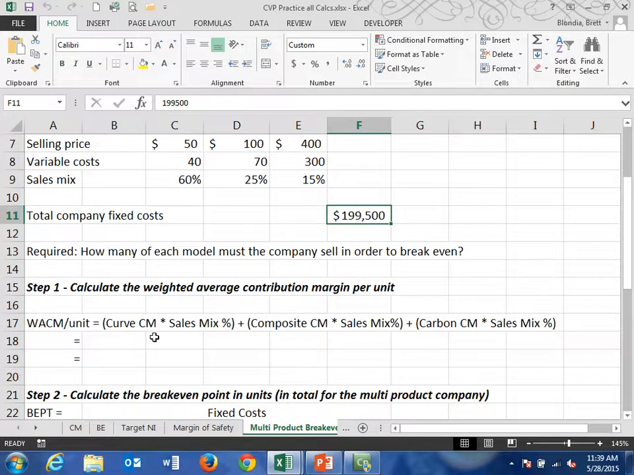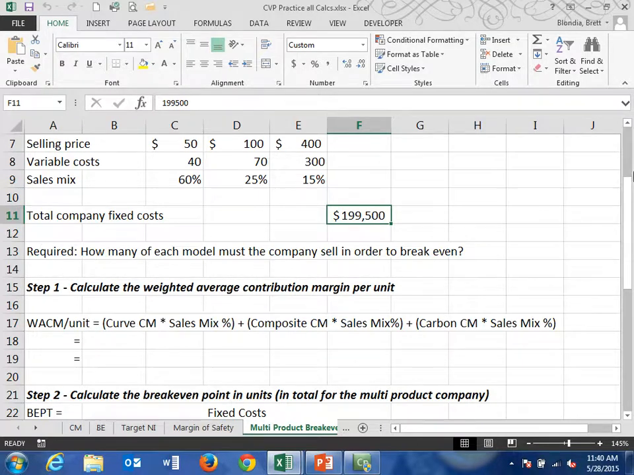Okay? So to start, I need the contribution margin for the curve stick, and I'm going to multiply that by the sales mix, right? Then I'm going to add that to the composite and add that to the carbon calculation. The issue is that currently I don't have the contribution margin for any of these sticks.